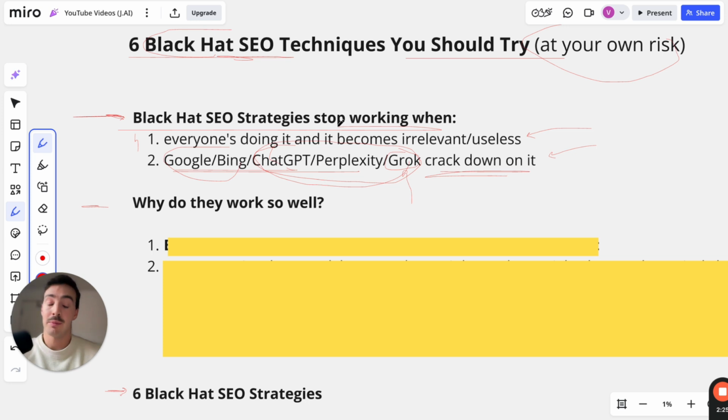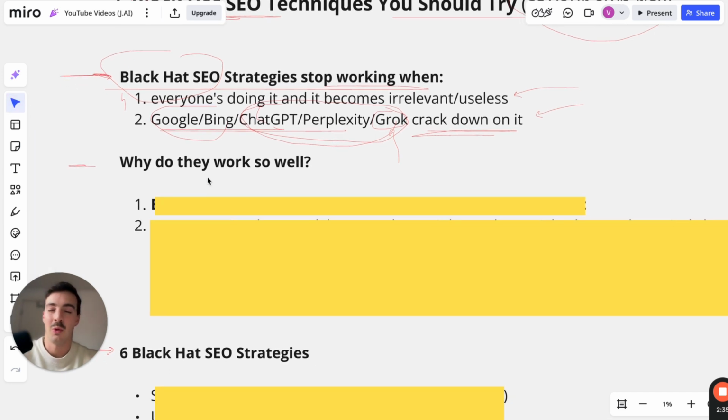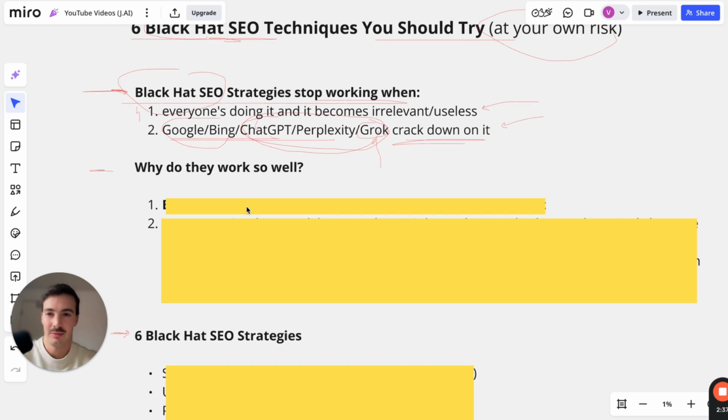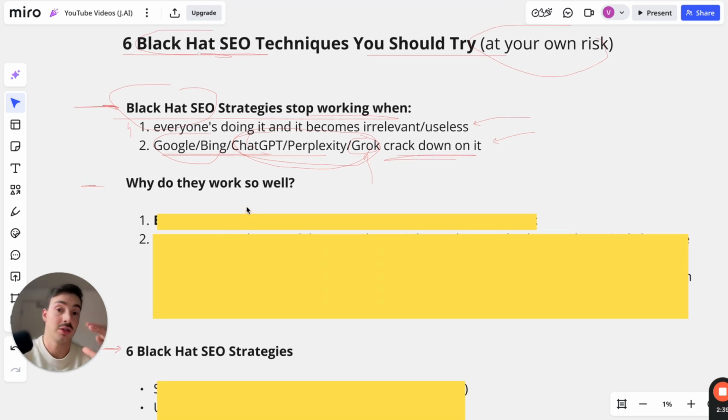And I did want to mention this here because they're super effective. Just know that if you're searching through forums or old videos of mine or any other people's videos, they might be outdated. Now, why do they work so well? Why does Black Hat SEO work so well? Now, it's risky because if you're caught, your site can tank, so you'll lose all the efforts you put in. But why did it work so well?